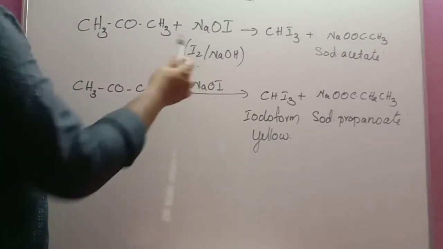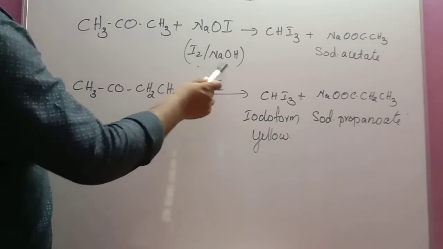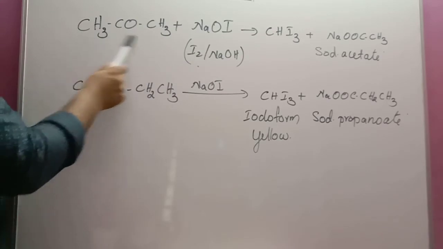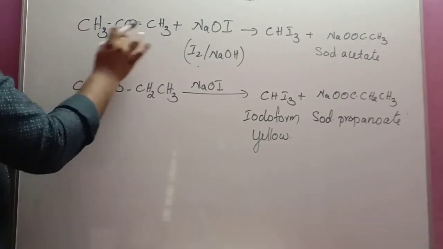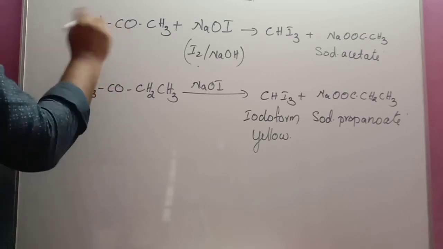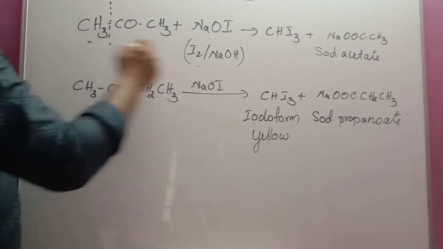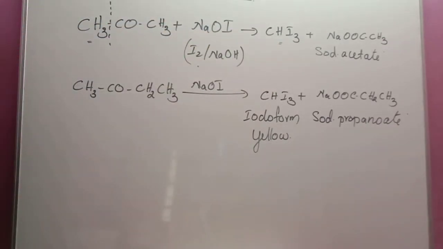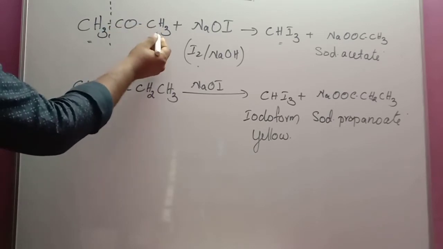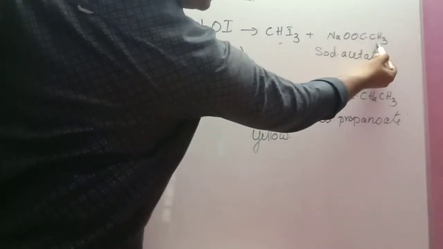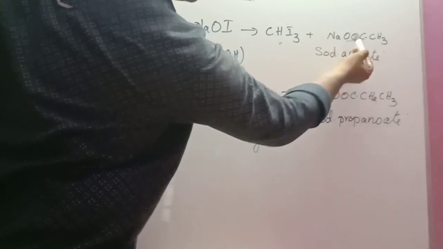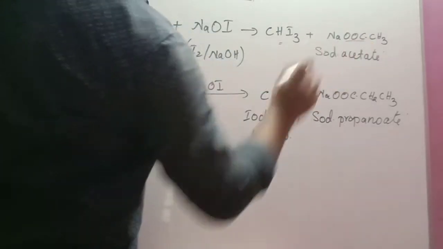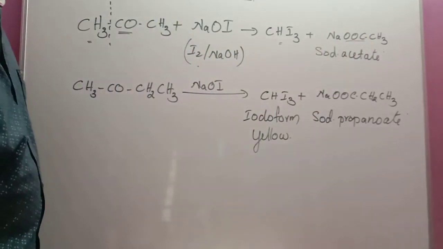If you are using iodine as the halogen, then iodine and sodium hydroxide together form sodium hypoiodate, so NaOI. Here we have taken acetone, and acetone has CH3CO CH3, so both are CH3. Any one of the CH3 groups gets converted to CHI3. Then you have two carbons here. You have a CH3 and you have a CO. That CH3 group is here as such, and that CO becomes a COO group. So that carboxylate ion is formed from the CO group. Sodium forms the salt with that. So it is sodium acetate or sodium ethanoate.